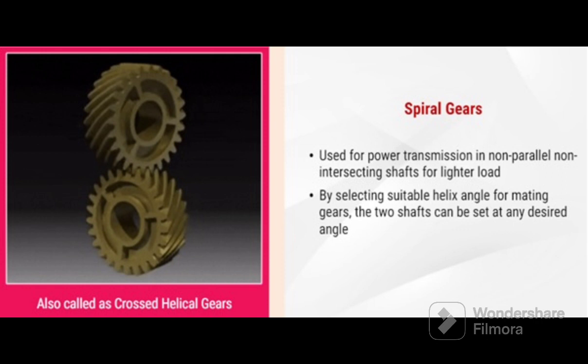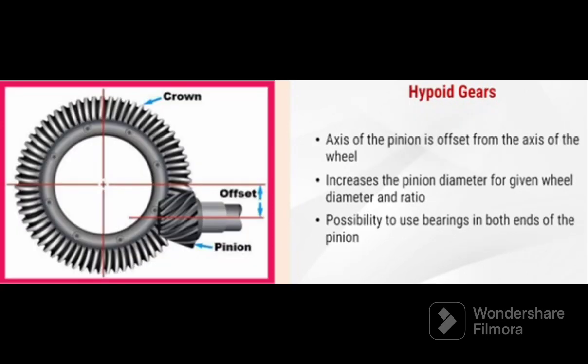Last but not the least, hypoid gears. Hypoid gears are a variant of spiral bevel gears in which the axis of the pinion is offset from the axis of the wheel. The result is an increase in pinion diameter for a given wheel diameter and ratio, and the possibility to use bearings at both ends of the pinion.